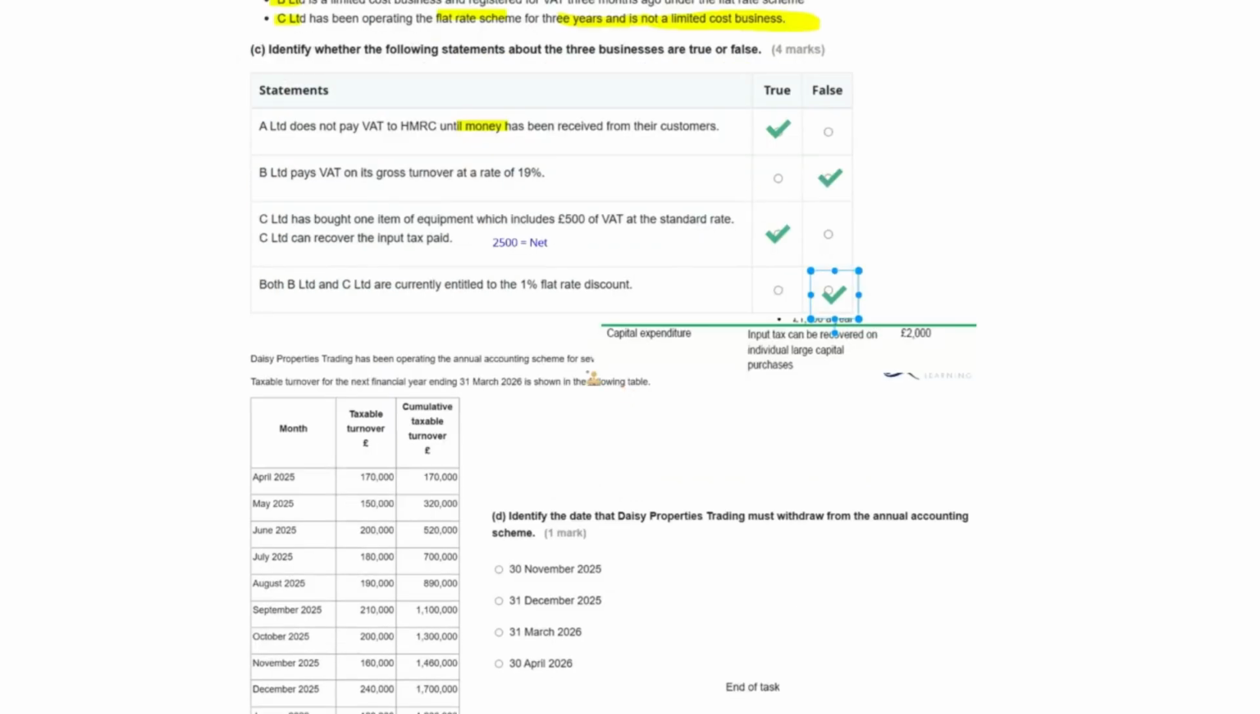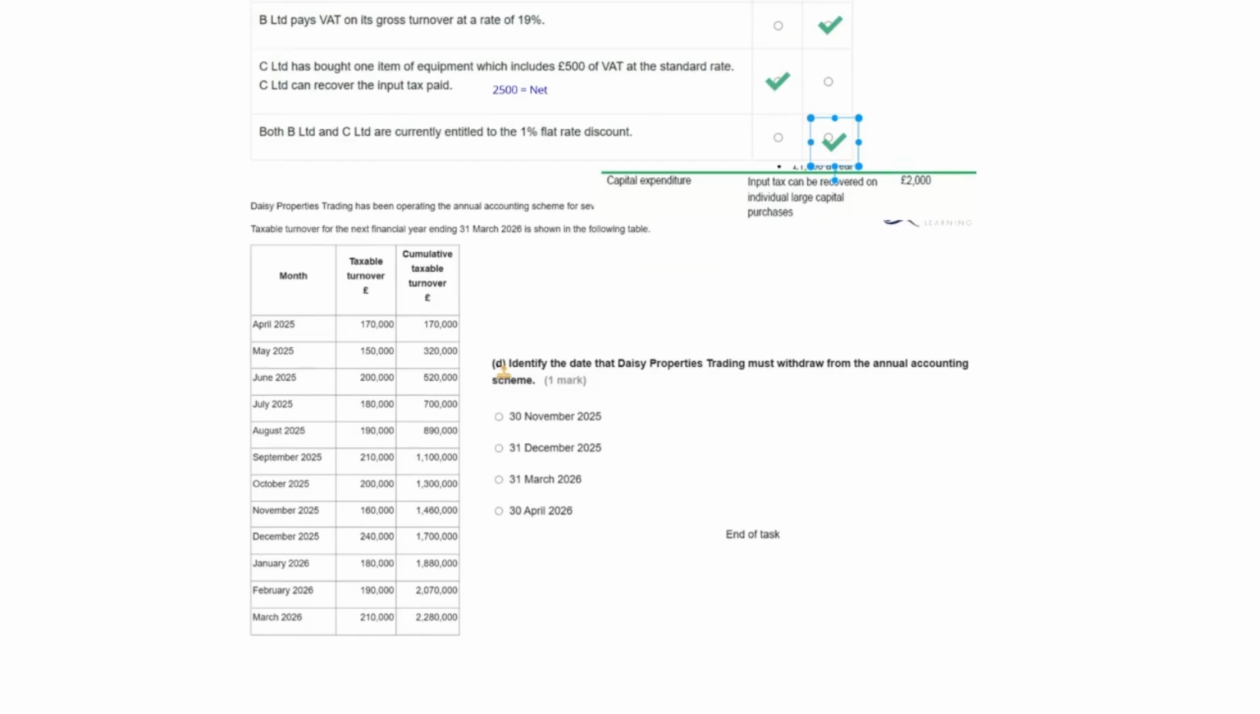So Daisy Properties Trading has been operating the annual accounting scheme for several years. Taxable turnover for the next financial year ending the 31st of March 26 is shown in the following table. The question asks us to identify the date that Daisy Properties Trading must withdraw from the annual accounting scheme.